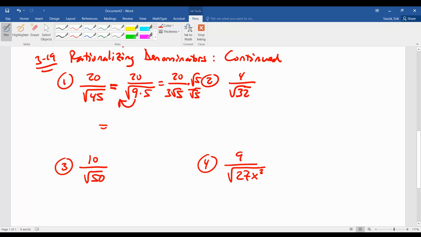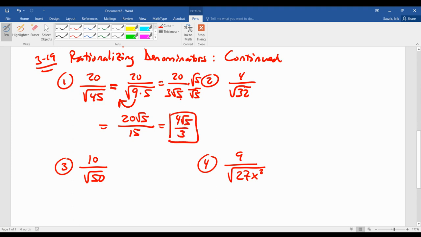So on the top, there's an invisible 1 here. We get 20 root 5. On the bottom, now I'm going to do this in one step, so you got to listen here. Root 5 times root 5 is plain 5, right? And plain 5 times 3 is 15. Don't forget to reduce this fraction. So that would be 4 root 5 over 3.